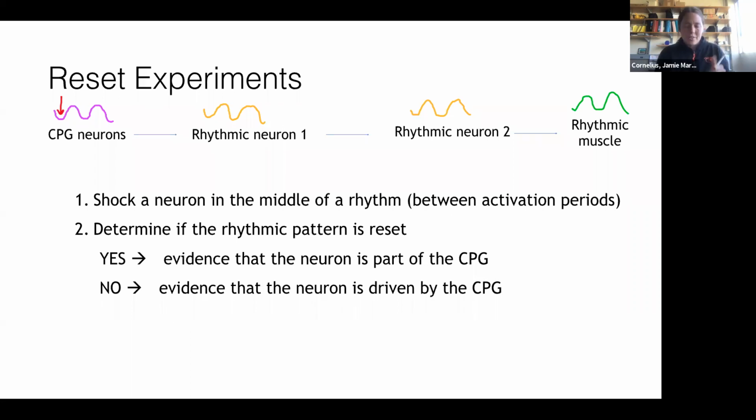If it's just downstream of the central pattern generator, then if you do it to that one, it'll affect it right then. But in the next moment, when you're no longer shocking it, it'll be right back onto the original rhythm because the CPG neuron is still driving it. So you should be able to tell by these shock experiments, these reset experiments, whether or not a rhythmic neuron is actually creating the cycle or is being driven by something different.